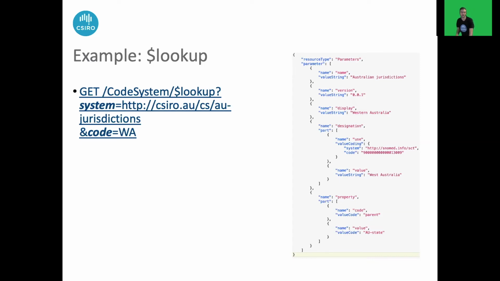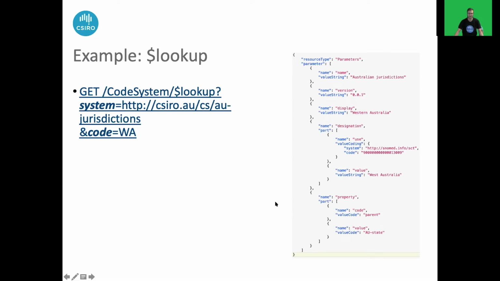It has some information about the code system. So it'll tell me the name of the code system and its version. It'll tell me that the display term for the code is Western Australia. And in this case, it's got a designation. This is the SNOMED code for a synonym. So it tells me that this designation is a synonym. So West Australia is a synonym for Western Australia. And it has a parent property, which is AU state.